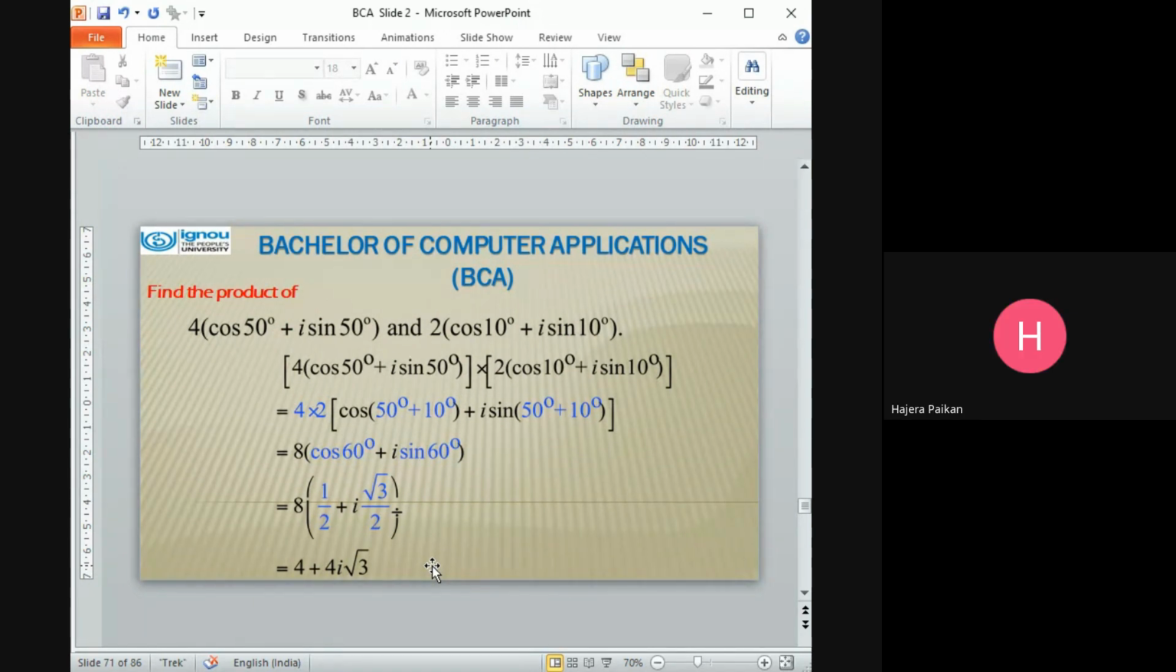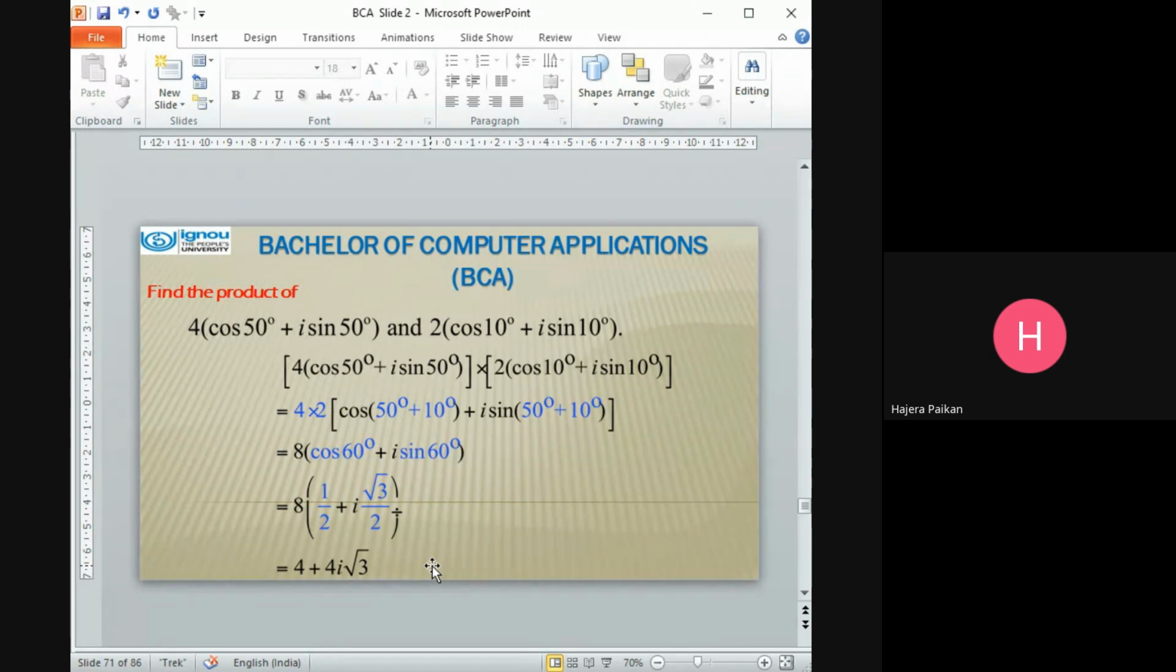Third, this question is solved by the formula of this theorem, where R1 is multiplied with R2. R1 is 4 and R2 is 2. The two angles, the first is 50 degrees and the second is 10 degrees, will be added: cosine of 50 plus 10 plus I sine of 50 plus 10. And after that, 4 is multiplied with 2, which gives 8.